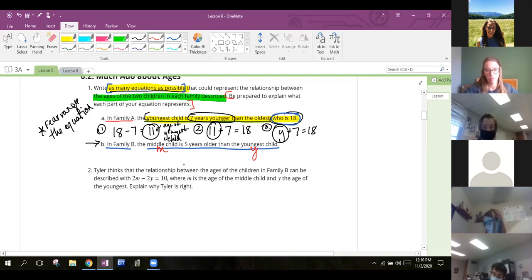M plus Y equals O. You're close. M minus Y. Okay, so the age of the middle minus the age of the youngest is going to tell us what? That it's 5 years, because there's a 5-year difference between the two. Okay, there's one equation. What's another one?